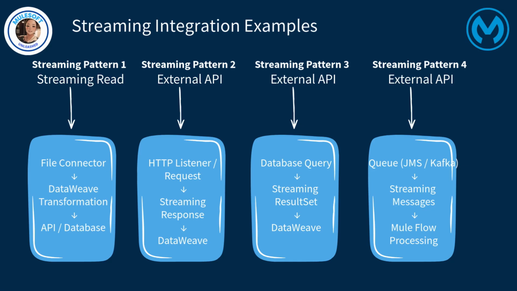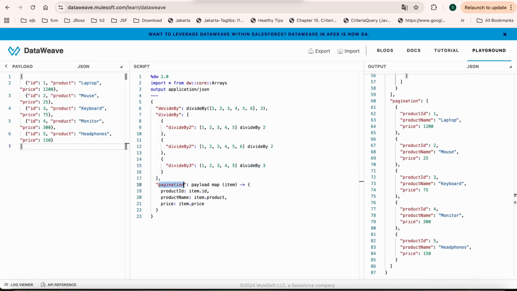Streaming is commonly used in scenarios like processing large CSV imports, handling event streams, or integrating with systems that generate high volumes of data. Streaming is usually demonstrated with very large files, but for explanation purposes here I'm showing a smaller JSON dataset. In the next section of the script, we transform the incoming payload using the map function. Here, we iterate through each item in the payload and create a new structured object containing fields such as product ID, product name, and price. This type of transformation is extremely common in MuleSoft integrations, where we often need to reshape or standardize data before sending it to downstream systems.